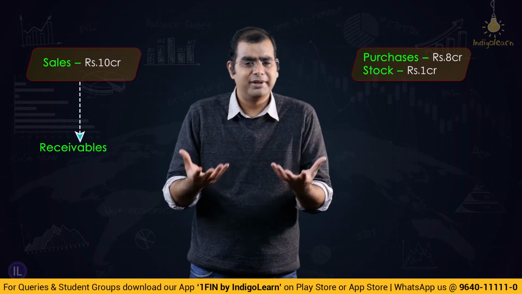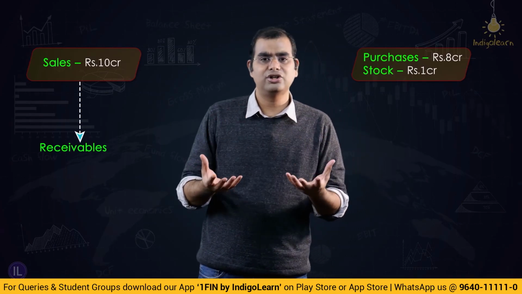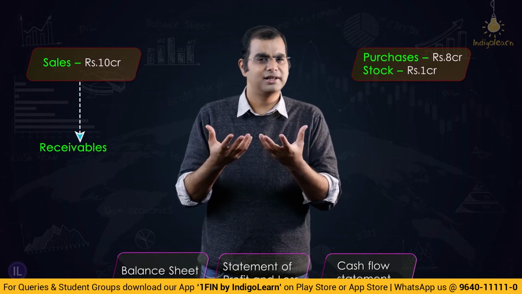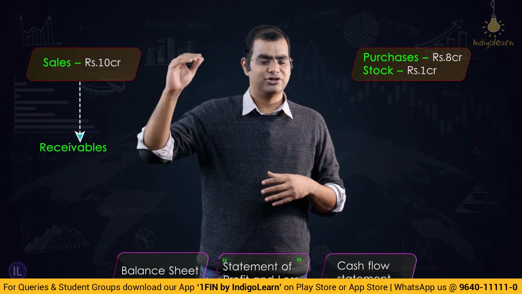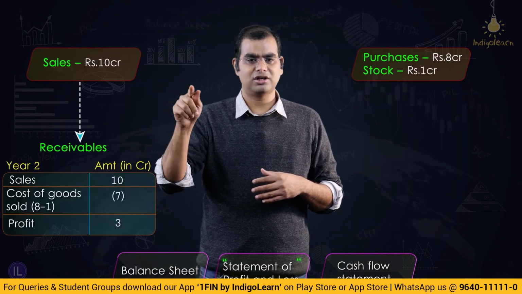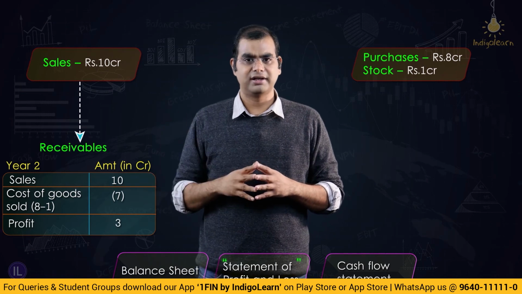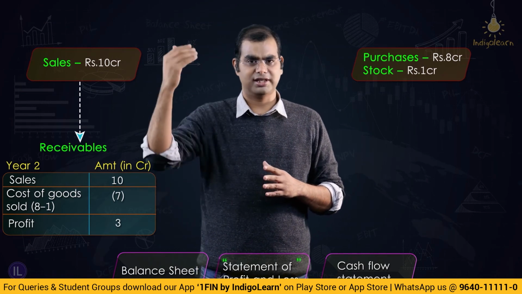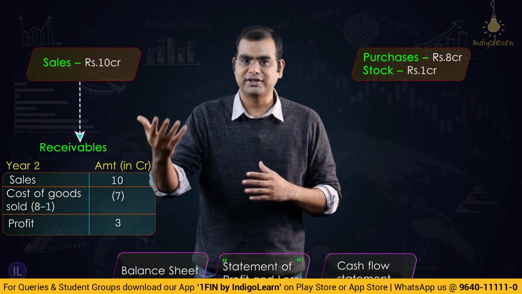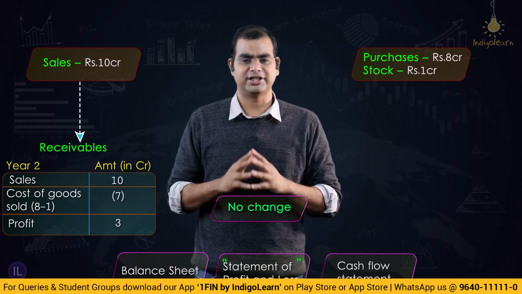So, will there be any change in your income statement? Will there be any change in your P&L? Will there be any change in your cash flow? Yes, everywhere there will be a change. But in the income statement, will there be a change? You had sales of 10 minus purchases adjusted for stock, 8 minus 1 is stock, so 7 is the cost of goods sold, and 3 is the profit. Has anything changed here? Sales is still 10, purchases is still 8, stock is still 1, so the profit is still 3. So nothing has changed in the income statement or P&L sheet.